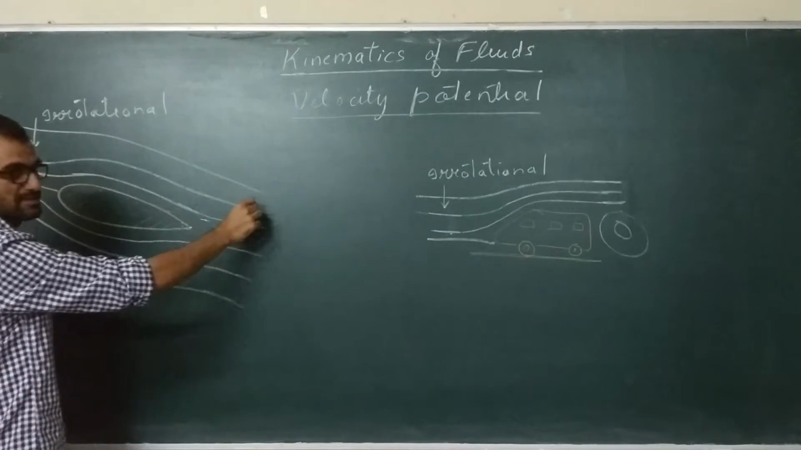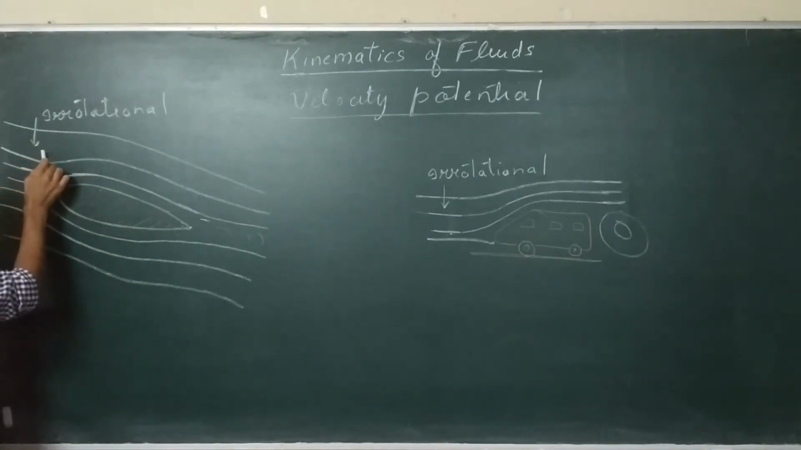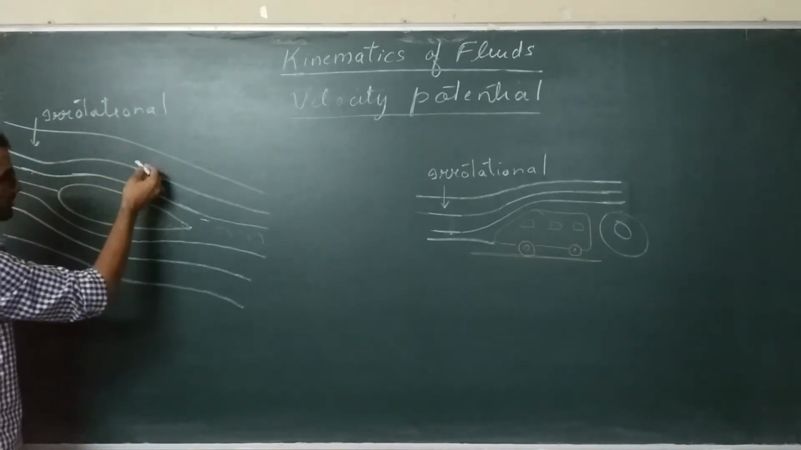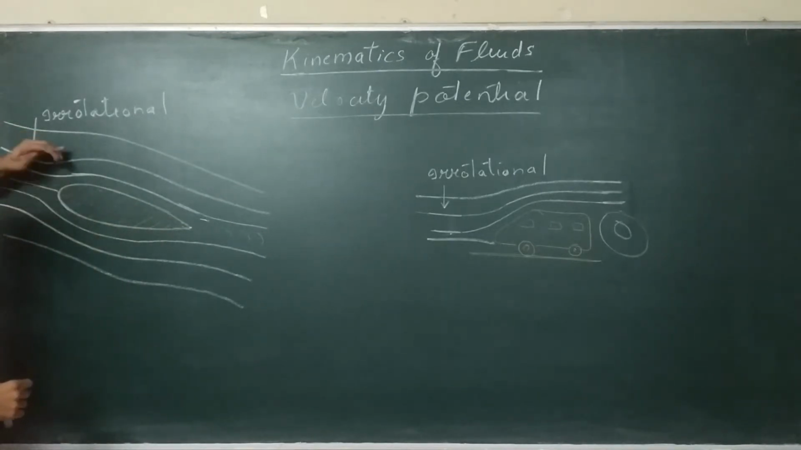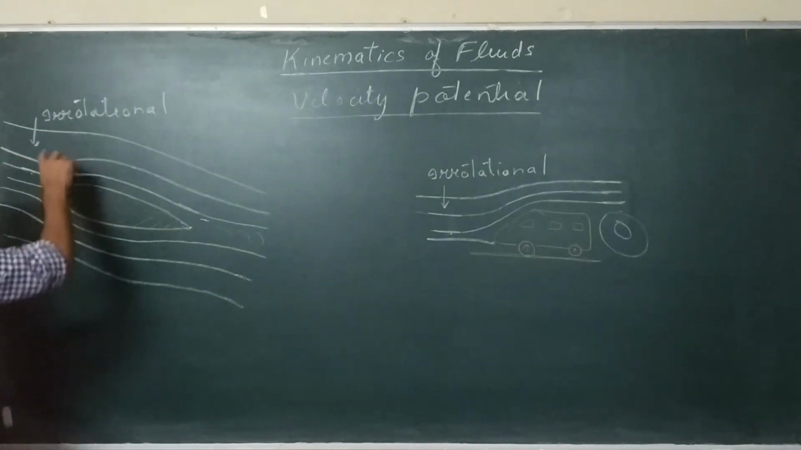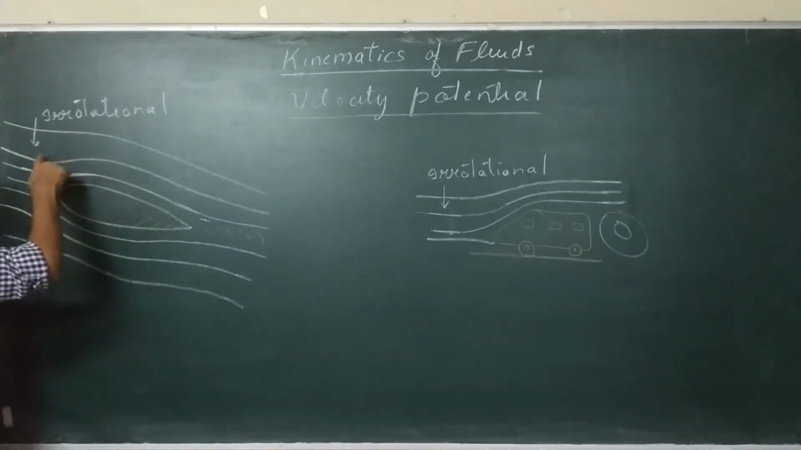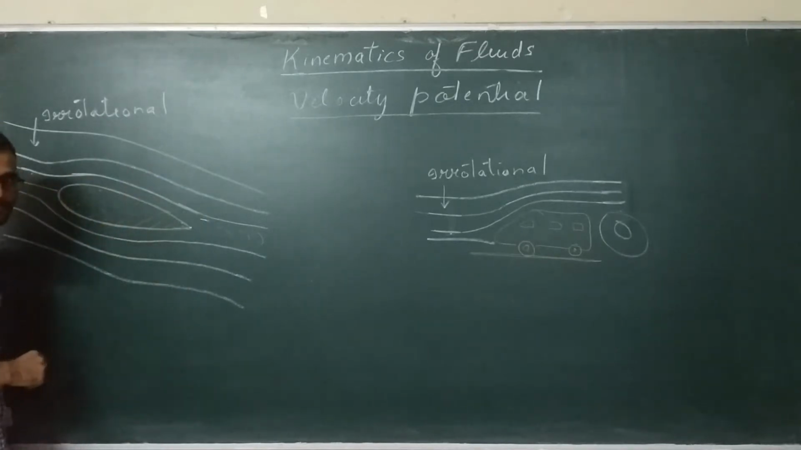It will maintain its angle. Its angle will not change. So it will not rotate while translating. It will not go like this. It means that the flow away from the airfoil is an irrotational flow, because there is no rotation of the fluid elements here. So I have written that the flow here is irrotational, away from the airfoil.